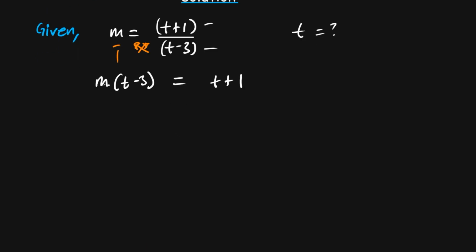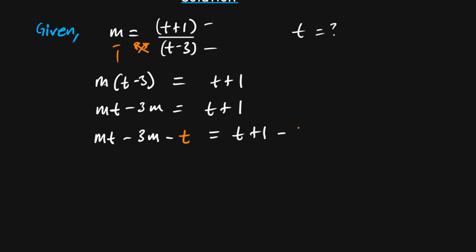So this is the same as m times t, mt, and m times 3 minus 3m equals t plus 1. Let's collect like terms, and to do so, let's subtract t on either side. So this will become mt minus 3m minus t equals t plus 1 minus t. And this is the same as mt minus t minus 3m equals, negative t cancels with positive t, so we remain with 1.